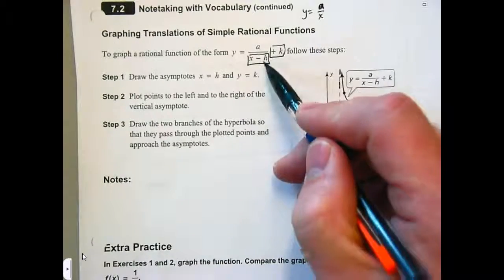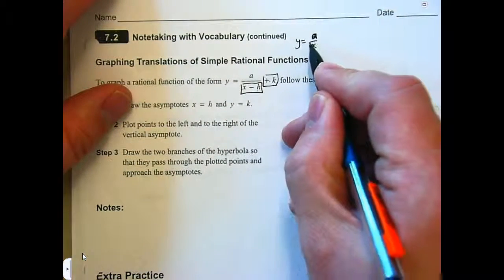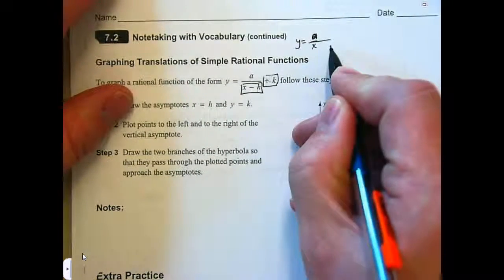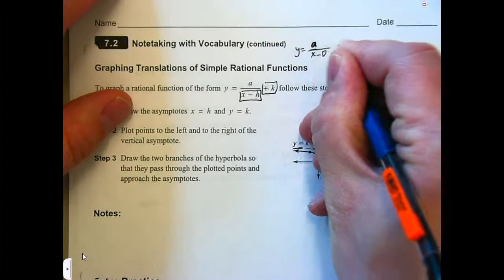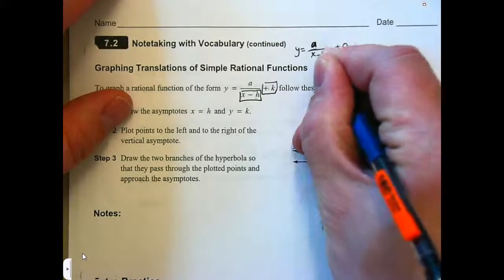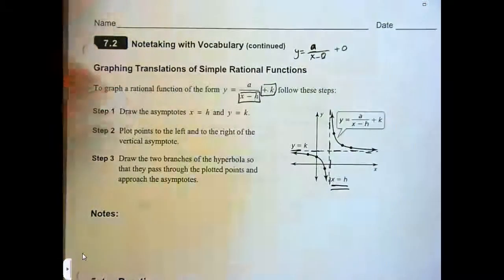Correct. If h and k are not there, then the asymptotes are 0, 0. So right now, technically in this format, a over x minus h, so that's minus 0 plus k, which is also 0. So technically they're there, we just don't have them. They're 0, 0. Yeah?